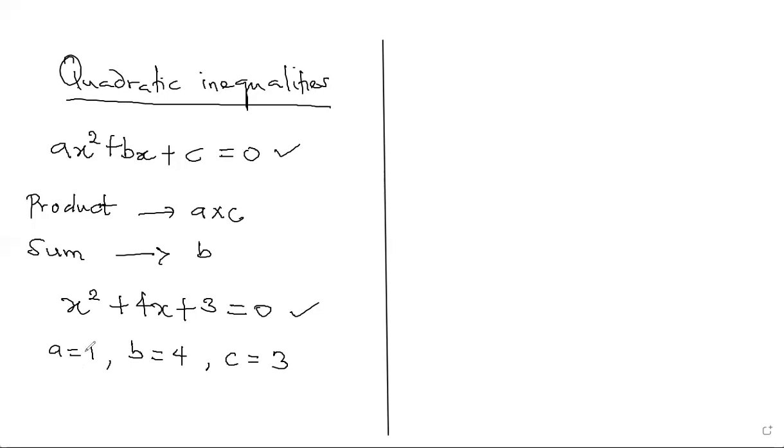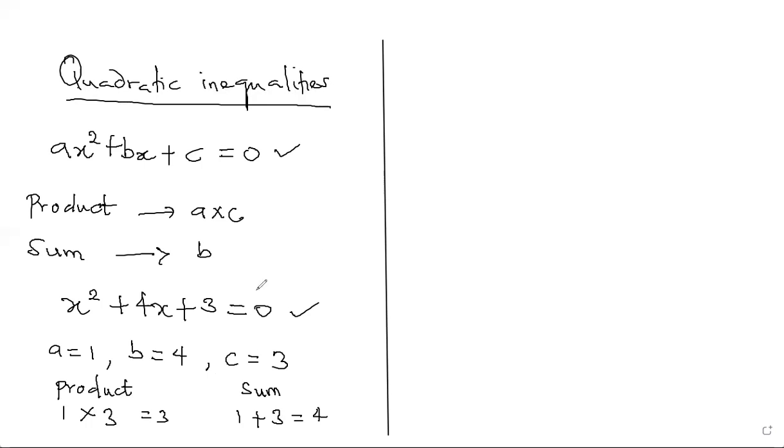So now what is the product of a and c here? That's 3. So we are looking for two numbers that when we multiply together, give you 3, and when you add, give you 4. Now clearly we can see that 1 times 3 will give us 3, and 1 plus 3 will give us 4. So this is very easy because we can easily figure out the product and sum.